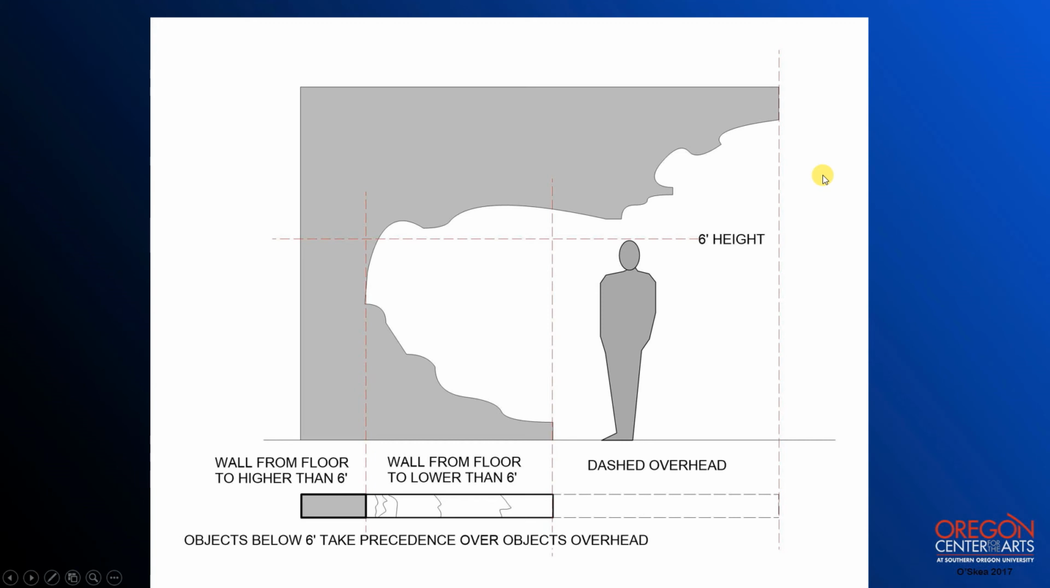And then from here on out, everything above that is a dashed overhead line. So we have sort of 3 parts of this wall: a part that is both above and below, a part that's above and below but has a gap in the middle of it, so we draw it like this, and then a part that's only above 6 feet. And so that has just the dashed line.